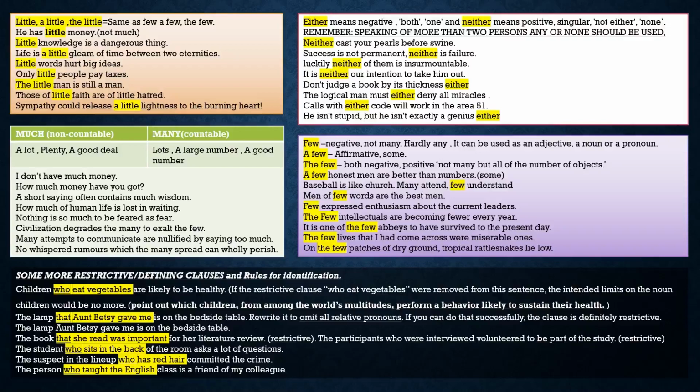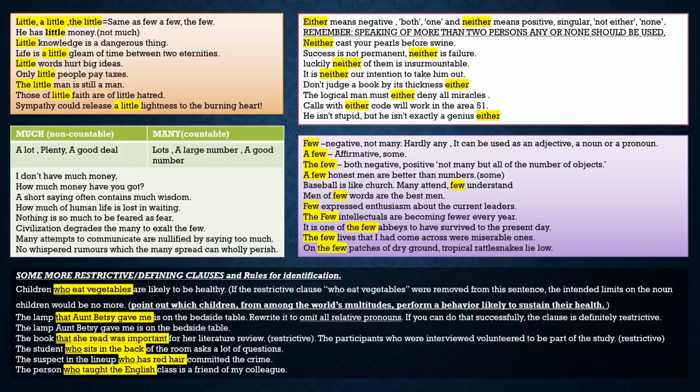The lamp that Aunt Betsy gave me is on the bedside table. Try rewriting it to omit all relative pronouns. If you can do that successfully, the clause is definitely restrictive. The lamp Aunt Betsy gave me is on the bedside table. The book that she read was important for her literature review. This is restrictive in nature.